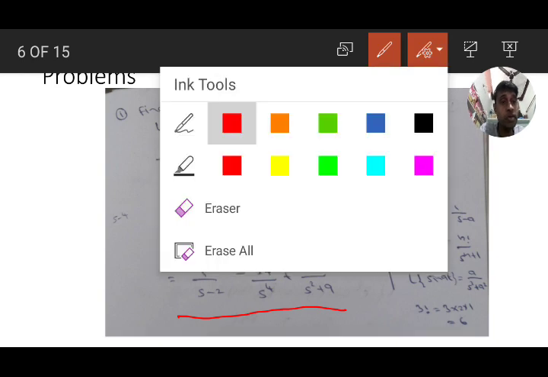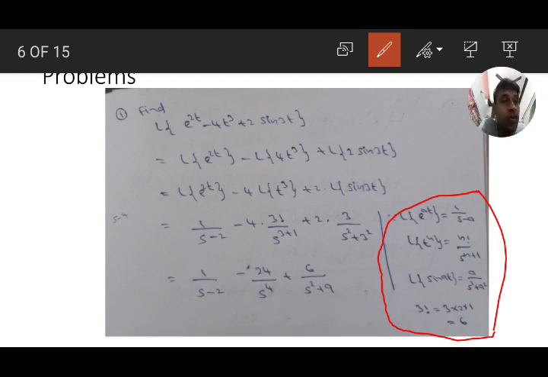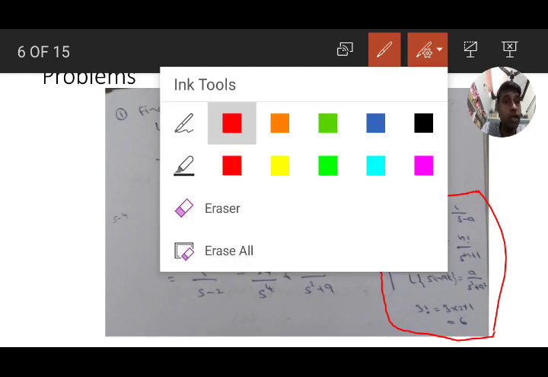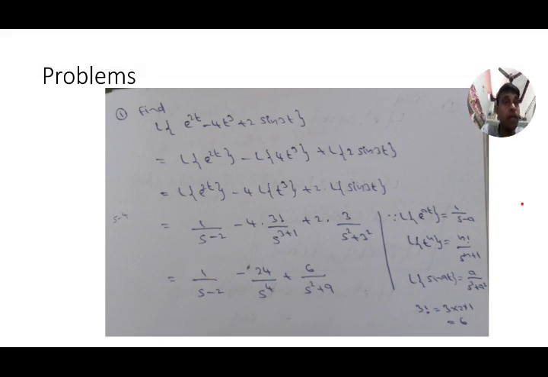So in this problem we have a total of 3 formulas: Laplace transform of e to the power of at, Laplace transform of t to the power of n, and Laplace transform of sine at. Based on these formulas and the linearity property, we get the answer. Okay, we will go to the next one, next slide, next problem.